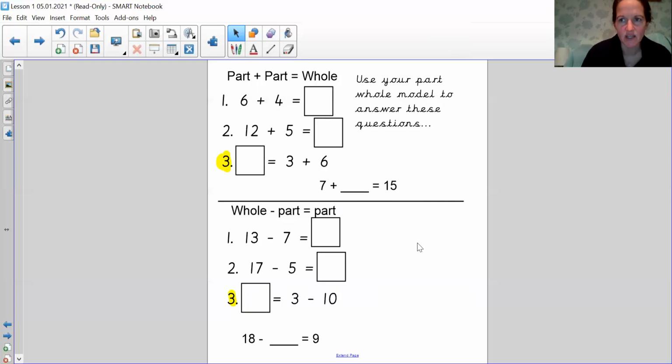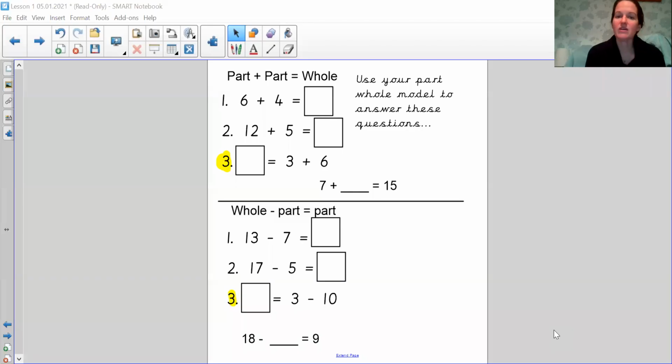So you can pause the video, get your part whole model, do the questions, take a photo, and put it on Tapestry. That way I can see how well you're doing and I can give you any corrections that you need to do. I'll put it back up here just so it's easier for you to see. So pause the video here, answer the questions, and put them on Tapestry.